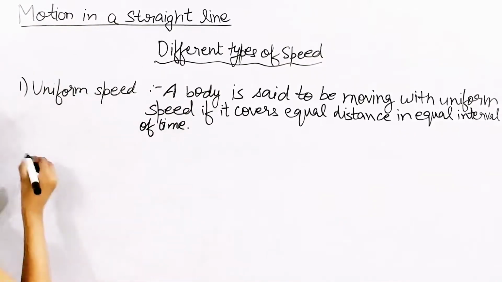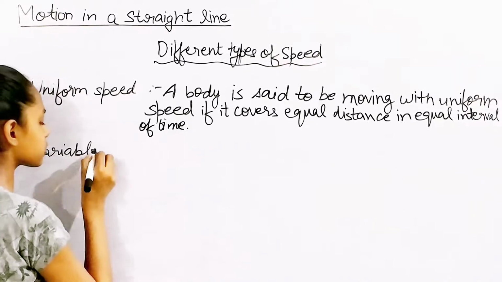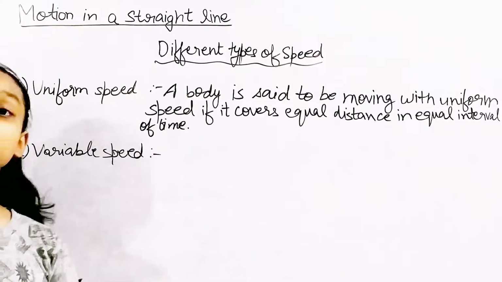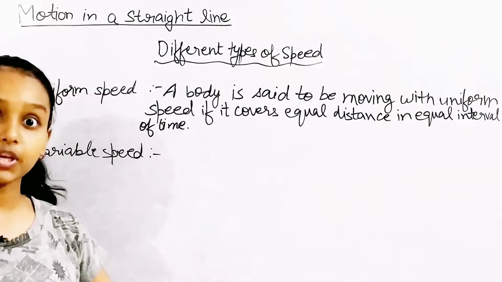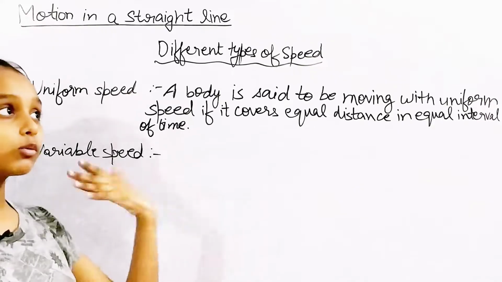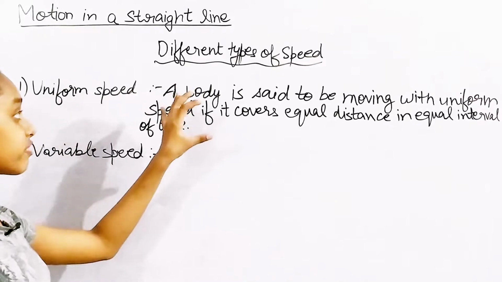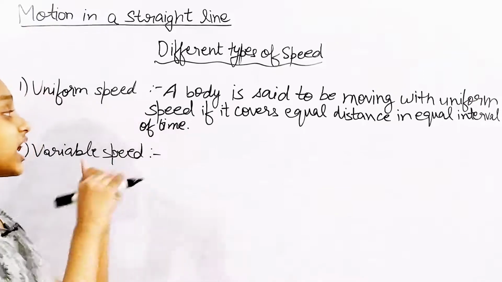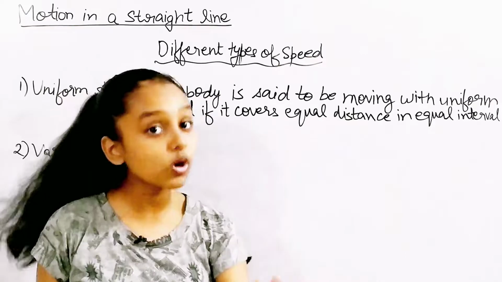Okay, now let's talk about the variable speed. What is variable speed? Variable speed is just the right opposite of uniform speed, which means it is a non-uniform speed. And in non-uniform speed, when will we be saying that a body is moving with the variable speed or non-uniform speed? If it covers unequal distance in equal interval of time.